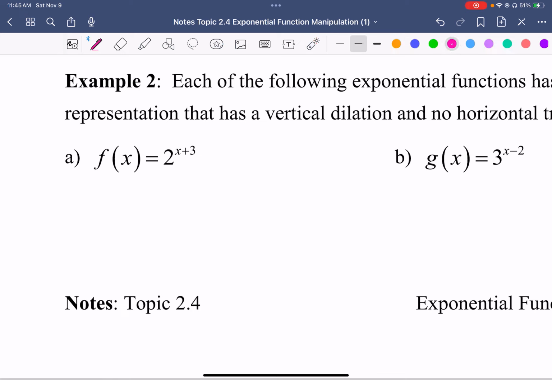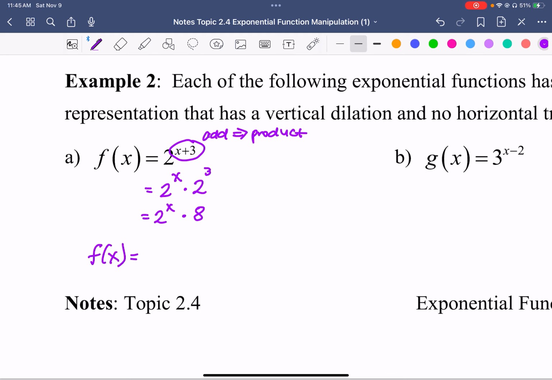Remember that when you have addition in the exponents, you use the product property. So I can rewrite this as 2 to the power of x multiplied by 2 cubed. 2 to the power of x cannot be simplified, but 2 cubed is 8. So I can write this as f of x, and usually the vertical dilation is always in the front. The vertical dilation is 8, and my base is 2, raised to the power of x.